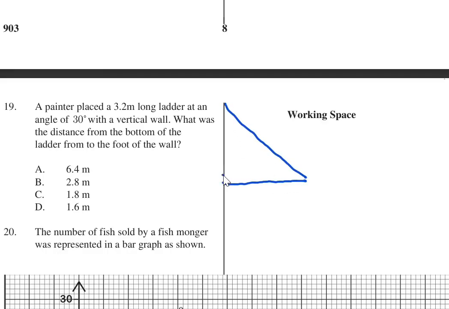So in the wall yangu. So this is 90. So a painter placed a 3.2 meters long ladder. So a ladder ni 3.2 meters long at an angle of 30 degrees with a vertical wall. So the angle is not here. This is the angle with the ground. Kwa hivyo kama hii ndio ladder, nimesema hii ndio wall. Hii ndio wall yangu. So the angle is here, up here. So that is where we have our 30 degrees. What was the distance from the bottom of the ladder? So kutoka hapa, from the foot of the wall. So from here to here, we want this distance. I can call it X.